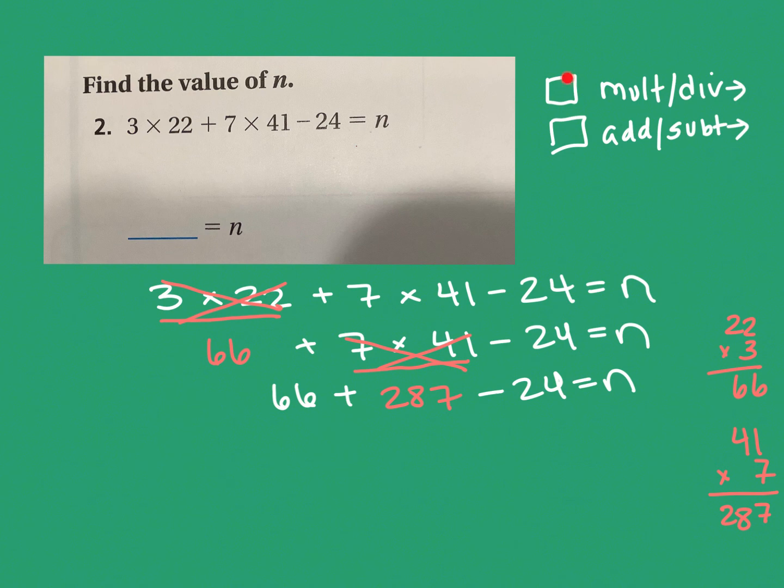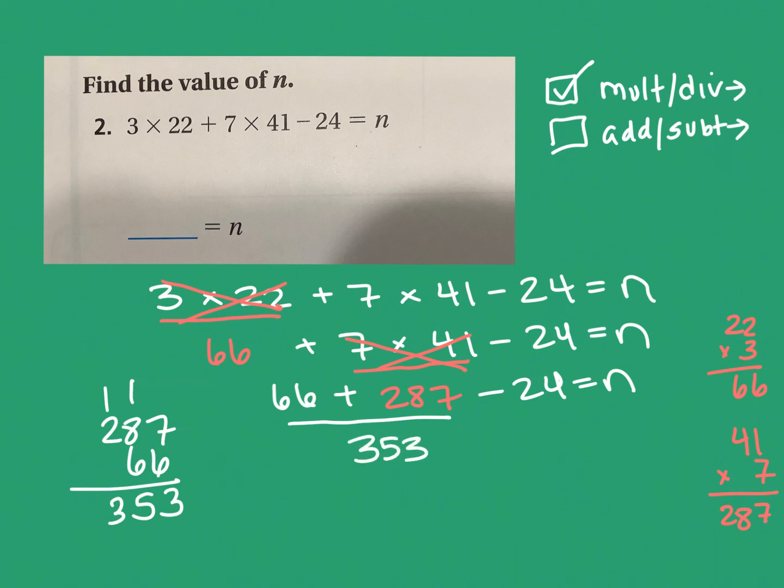All right, check to make sure we've cleared multiplication or division. That's an addition, that's a subtraction, and those are the only operations that are left. So that's clear. Now we're doing addition or subtraction, whichever comes first as I come across here. And this is what comes first. It's an addition. 66 plus 287. 7 plus 6 is 13. 8 plus 6 is 14, plus 1 is 15. And 1 plus 2 is 3. I get 353.